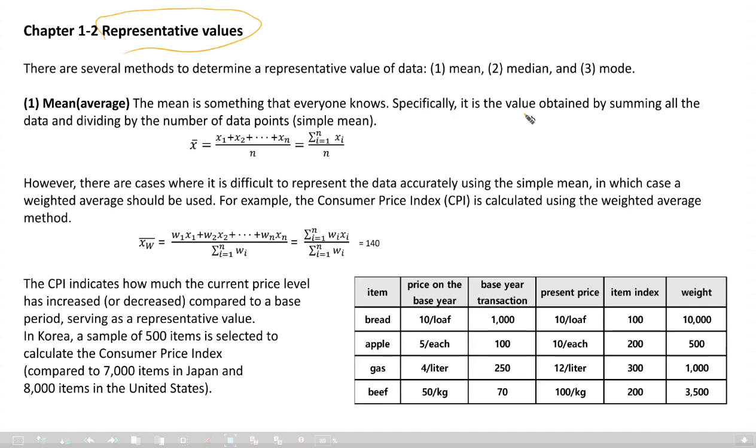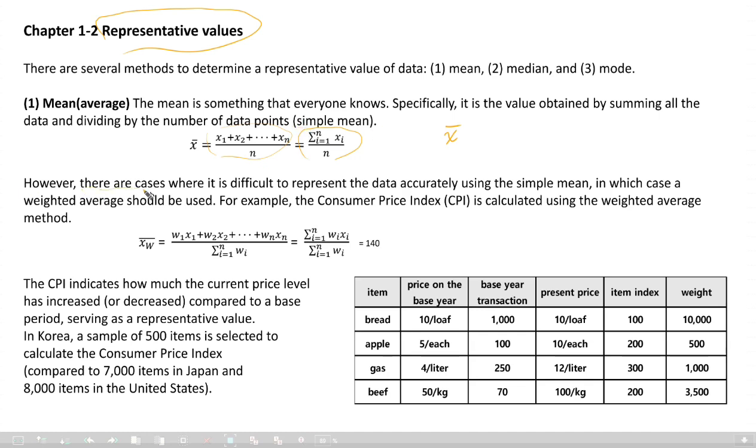Specifically, it is a value obtained by summing all the data and dividing by the number of data points. So x bar, we usually say bar. X bar is calculated like this and simply like this. Everybody knows this notation, summation notation. Otherwise, you may not follow my lecture. Sorry. This is a simple mean.